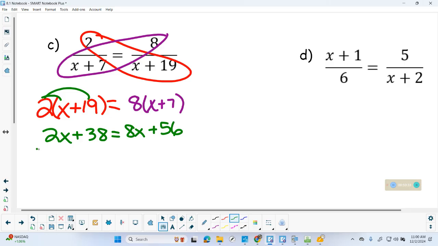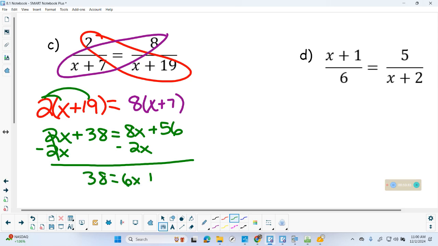Okay, let's get the x's on the same side. I'm going to subtract 2x from both. Ooh, fancy, a variable on both sides of the equation. Okay, 8 minus 2. I'm going to give you a sec. I know you could finish solving this. You should get a nice number, because what's 38 minus 56? Negative 18. That's what I was thinking. And that comes out nice. What's x? Oh, negative 3.